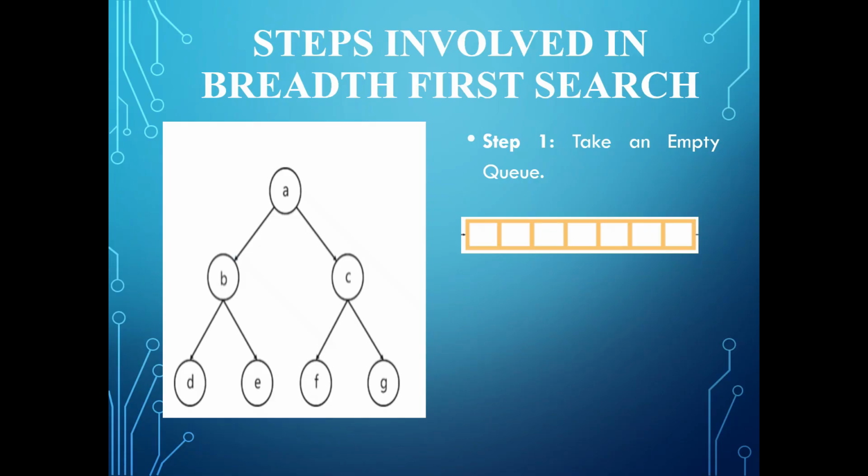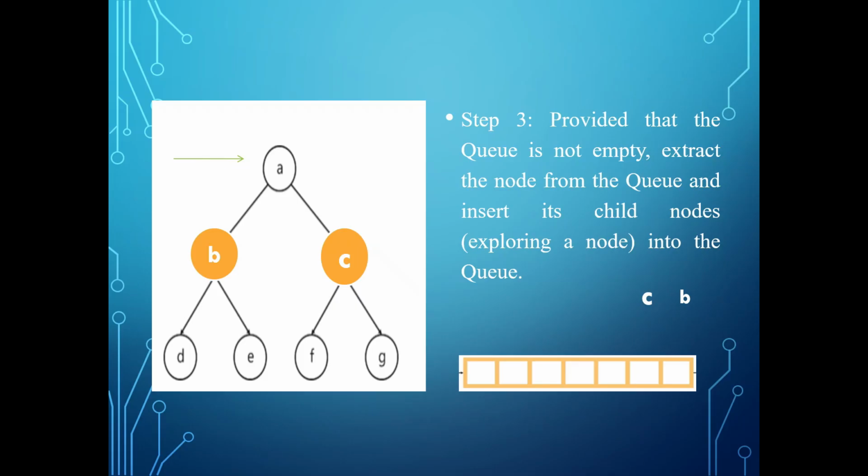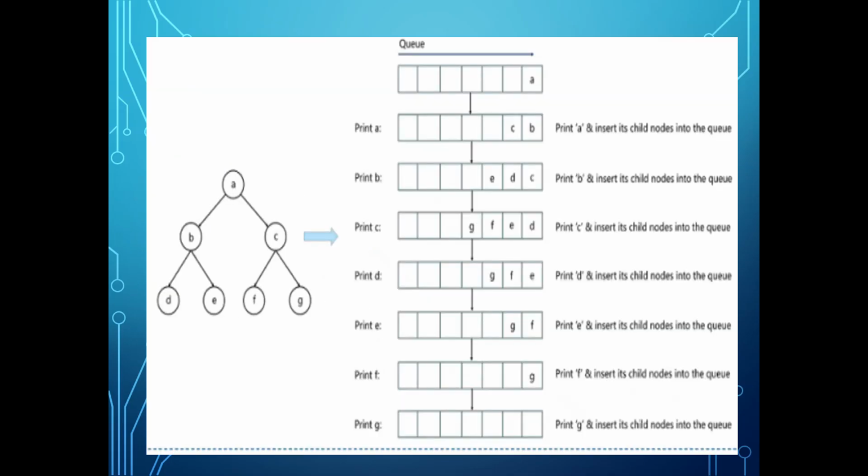In this example, we take an empty queue. After that, you select a root node A. So the node is visited as the starting node, and then it is expanded to its children, B and C. They are also included in the queue. After that, B and C are explored. Here we know the nodes D, E, F, G are the children of B and C. D, E, F, G are called leaf nodes. There are no more children to explore. So it is the last level of BFS.